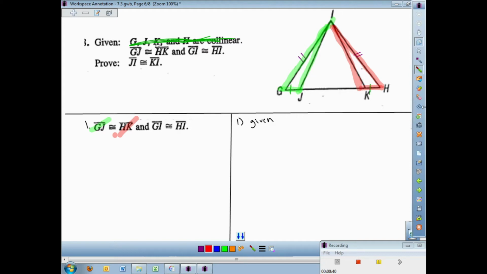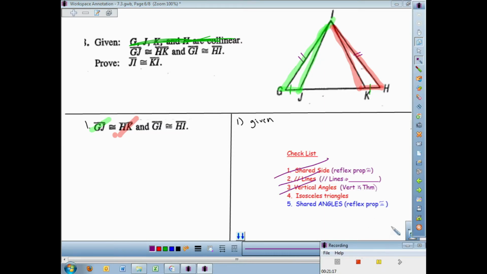So let's go through the checklist. Is there a shared side between those two triangles? No, I don't have a side that's highlighted both green and red. Is there parallel lines? No. Is there vertical angles? No. There's only two things left on our checklist. And those two things are: are there any isosceles triangles, or are there any shared angles in the picture?